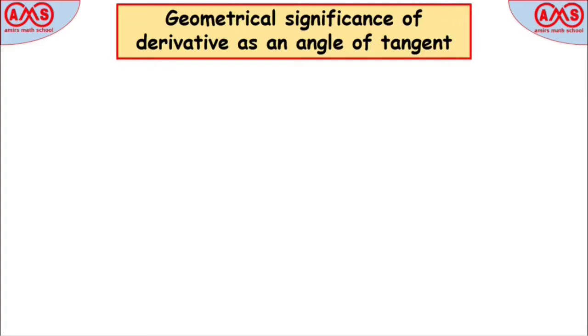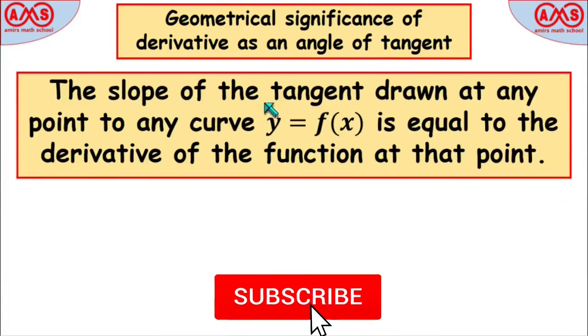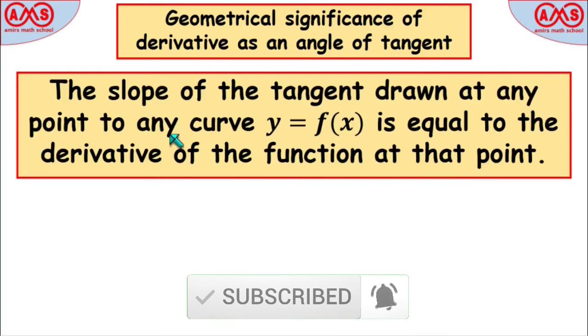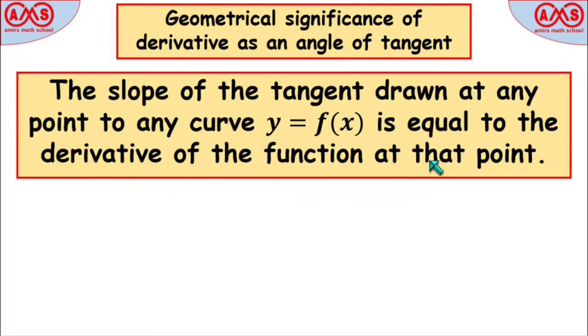Now, the geometrical significance of derivative as an angle of tangent. The slope of the tangent drawn at any point of any curve y equal to f of x is equal to the derivative of the function at that point. That is, if we draw a tangent at any point of any curve y equal to f of x, then the slope of that tangent at that point is equal to the derivative of that function at that point.